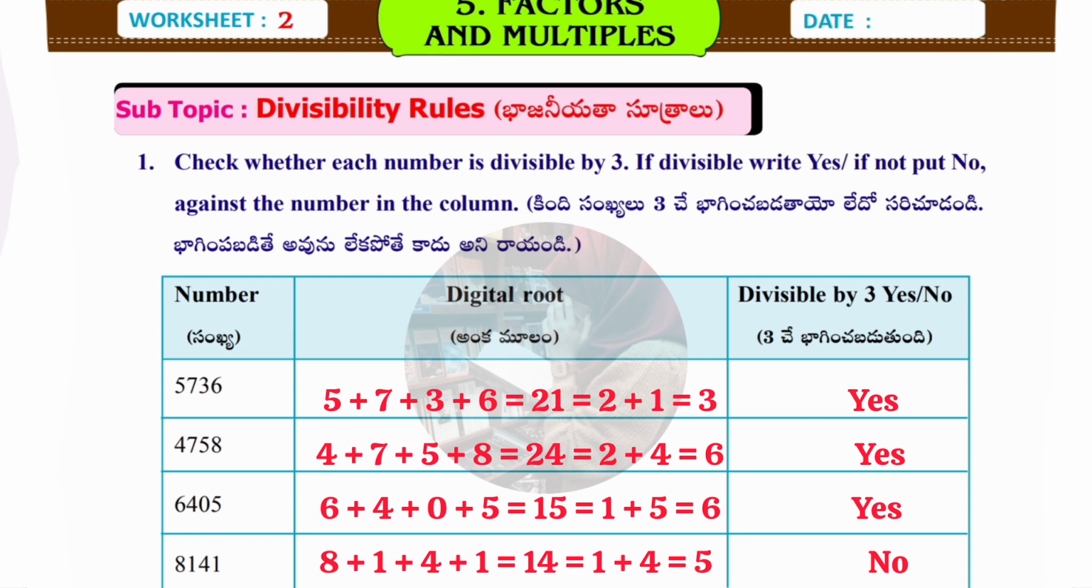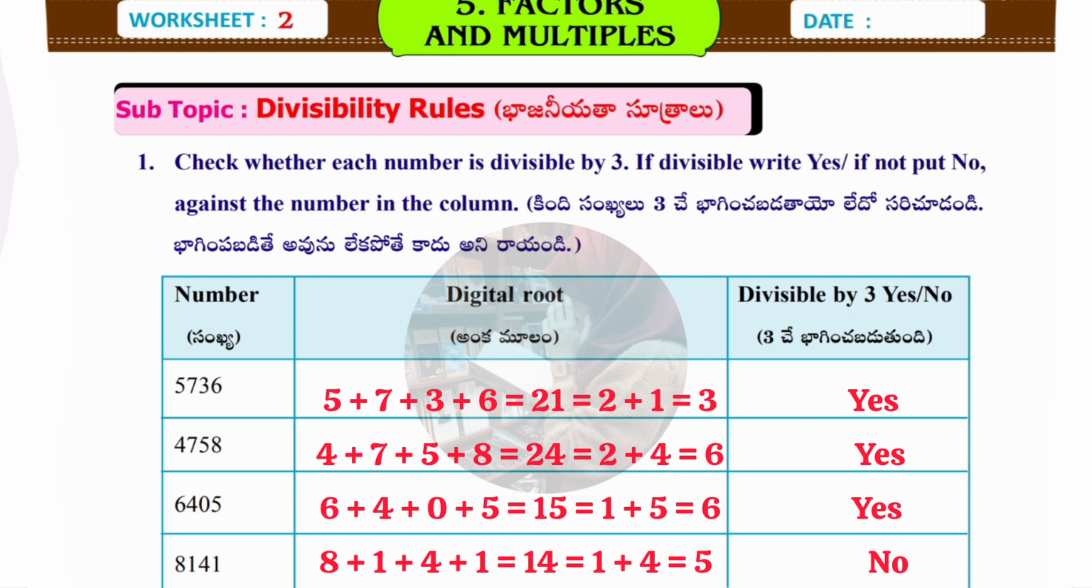Okay, next number is 4758. First of all, we'll add all the four digits, which is 4 plus 7 plus 5 plus 8, which is 24. Again, we have to do the sum, 2 plus 4, which is 6. So is this 6 divisible by 3 or not? Yes, of course, 3 twos are 6. Yes, it is divisible by 3. That's why write down yes in the last column.